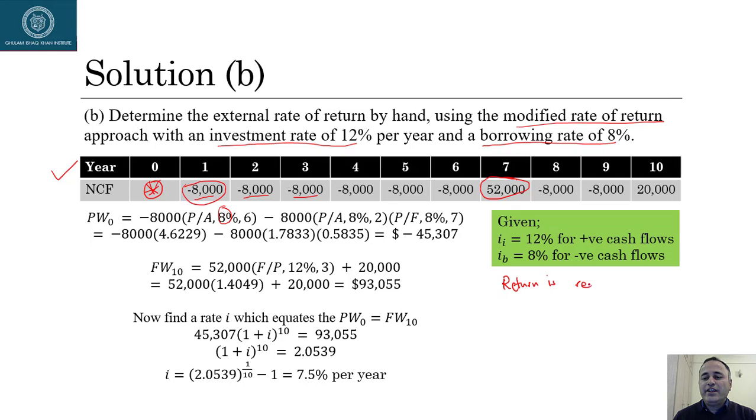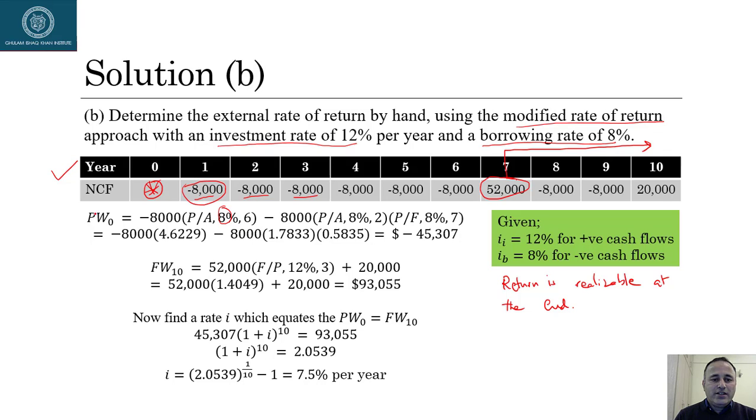is realizable at the end. Okay, so if she invests now, she is expecting her return in future. Okay, so that's why all the positive cash flows had to be compounded, which means that we have to calculate the future value of positive cash flows.